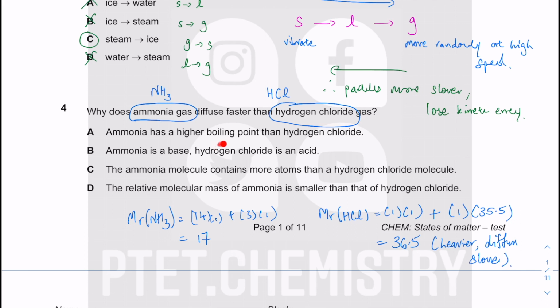So we are looking not at the boiling point, not at the acid or bases, not at the number of atoms, but we are looking at the relative molecular mass, which is what we are doing here, finding the relative molecular mass. Ammonia has a lower relative molecular mass. Mr refers to relative molecular mass and not just mass compared to HCl. And in the explanation, the theory paper, you have to show the calculation of the Mr for not just one, but both of them to explain your answer because you are comparing.